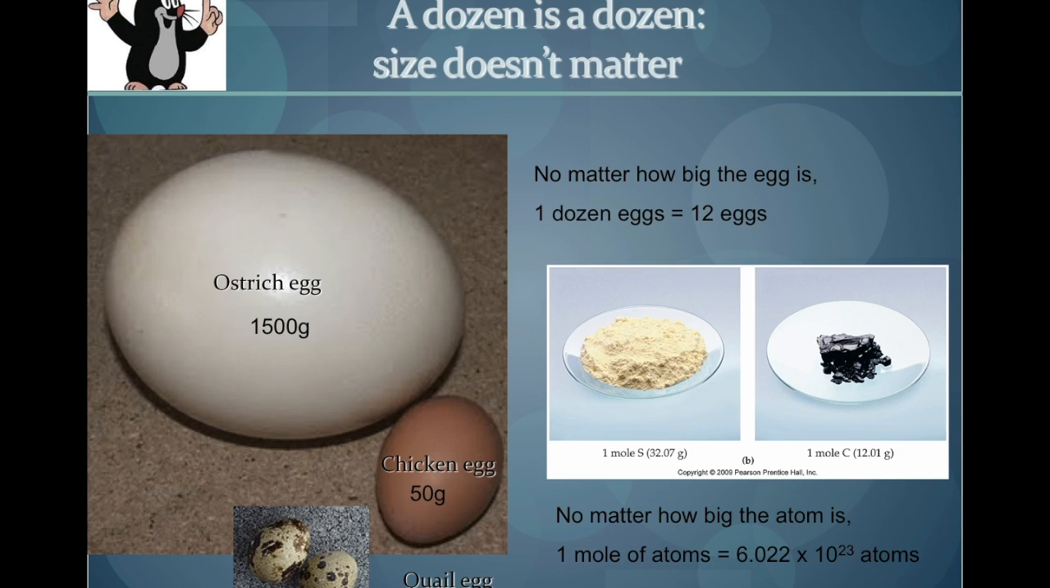If you have a mole, you have 6.022 times 10 to the 23rd, as I mentioned in the previous slide. So if you're talking about a mole of atoms, some atoms are bigger than others, so one mole is going to have more mass, even though there's the same number of atoms. And we can also use moles to measure.